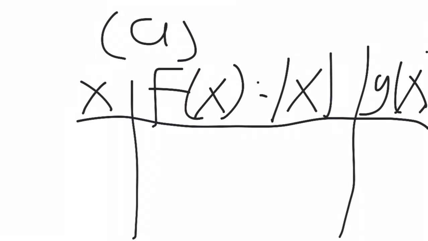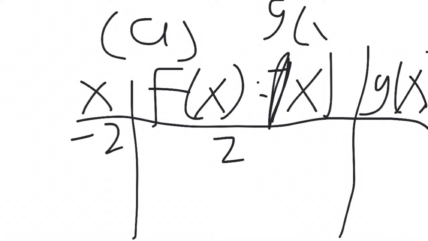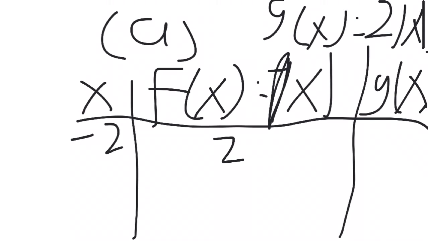We're going to figure out what happens whenever we plug in various values of x. Like when x is negative 2, and you plug it into the parent function absolute value of x, you just get positive 2. But remember, g of x is equal to 2 times the absolute value of x for part A. So if you plug in negative 2 into g of x, you have 2 times the absolute value of negative 2. That would be 2 times positive 2, which is 4.